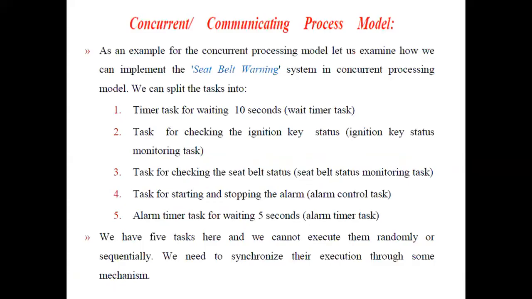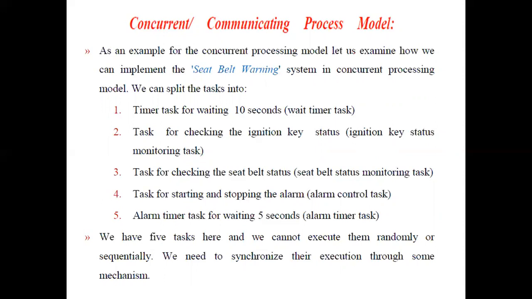So next is the concurrent communicating process model. As an example, here also we're going to take the seatbelt warning system in the concurrent process model. First we're going to see what a concurrent process model is. The concurrent communicating process model executes tasks or processes concurrently. It is easier to implement certain requirements in a concurrent process model. Sequential execution leads to a single sequential execution of tasks and thereby to poor processor utilization when a task involves input-output waiting, sleeping or similar delays.